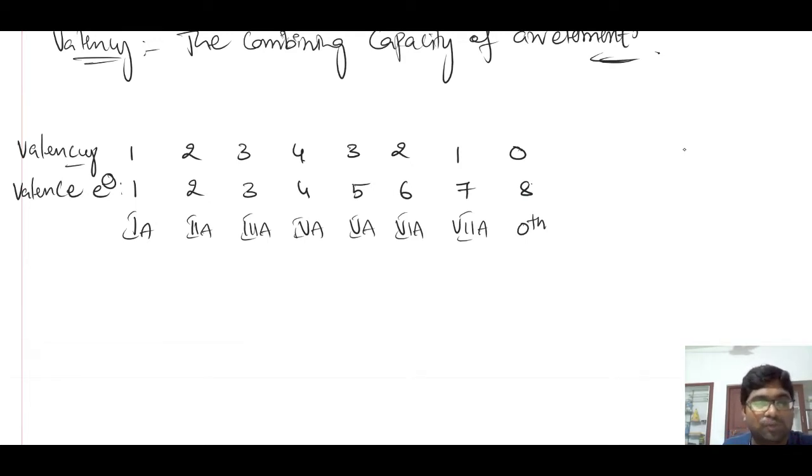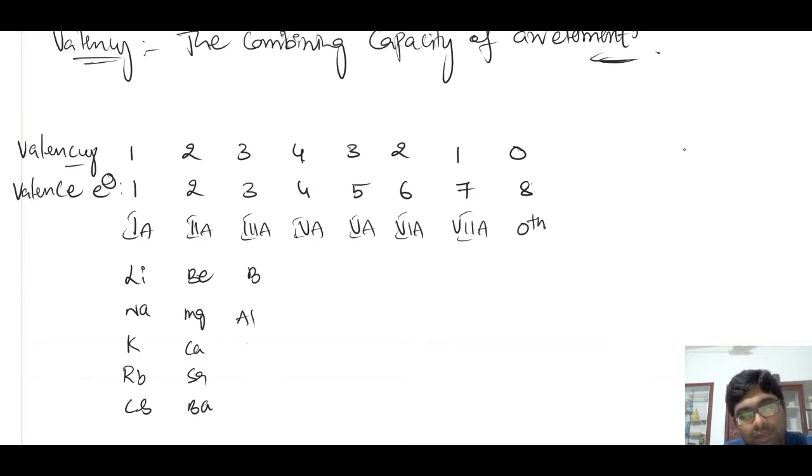Let us see what the first A group elements are, students. We can say lithium, sodium, potassium, rubidium, cesium. Next, second A group elements are beryllium, magnesium, calcium, strontium and barium. Third A group elements are boron, aluminum, gallium, indium, thallium. Fourth A group elements are carbon, silicon, germanium, tin and lead.